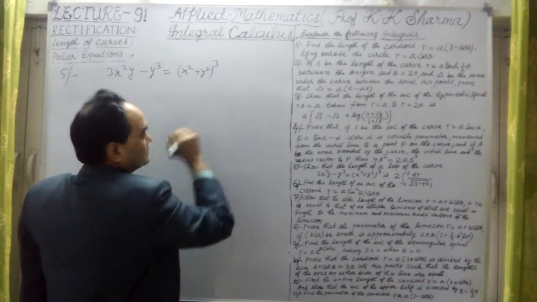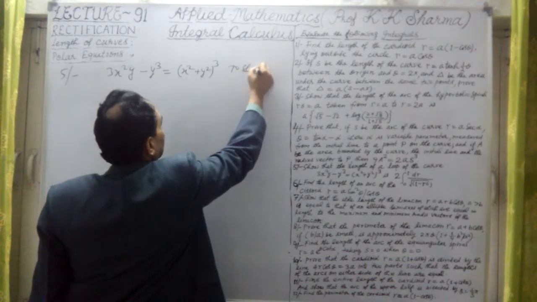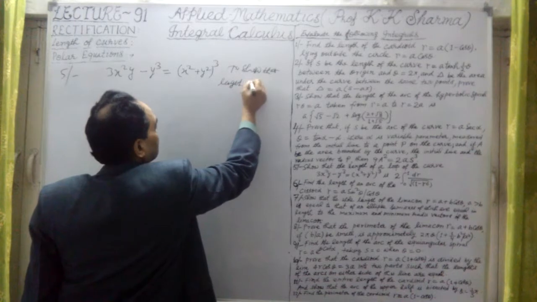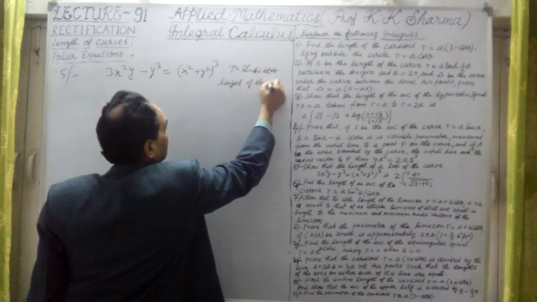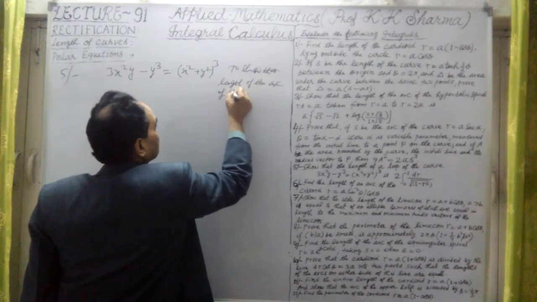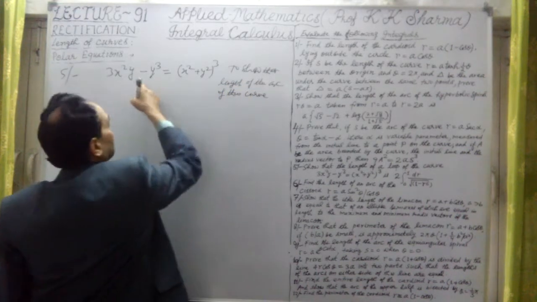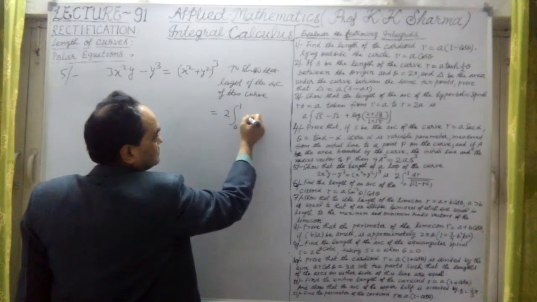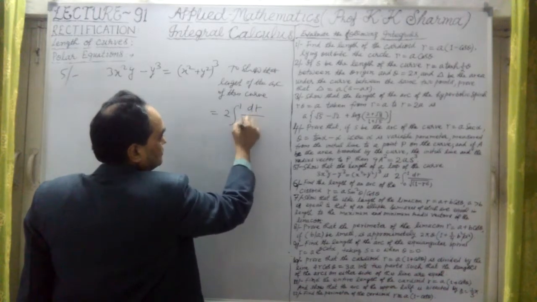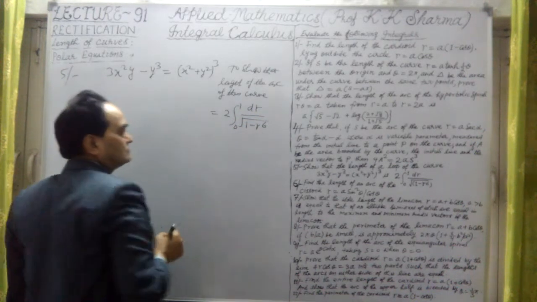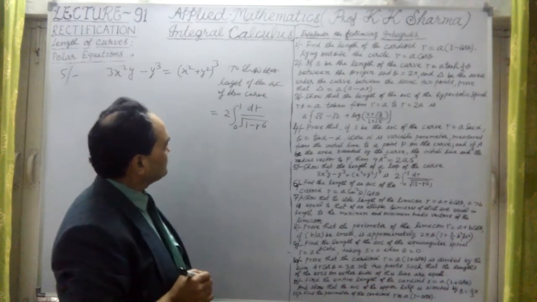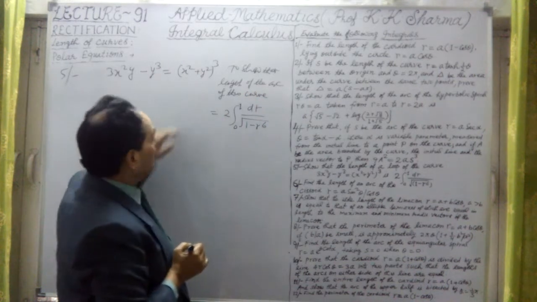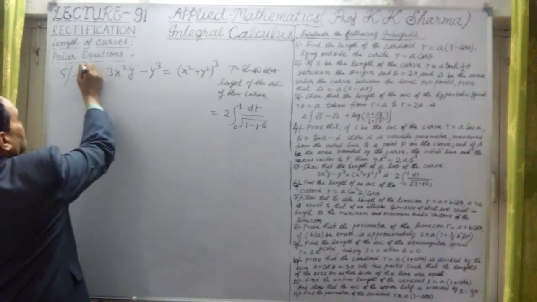We have to show that the length of the arc of this curve is equal to twice the integral from 0 to 1 of dr upon under root 1 minus r^6. This we have to prove here. It means this is in terms of r. We have to convert this into polar coordinates. This is the Cartesian form of the equation. The curve is this.